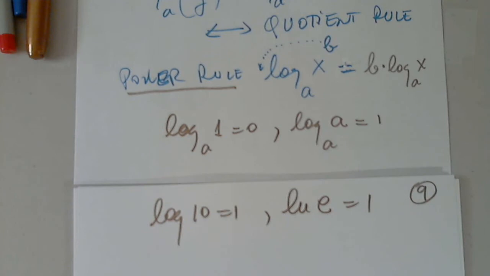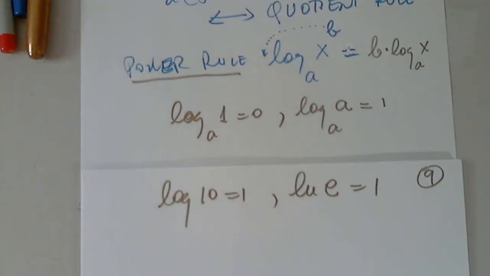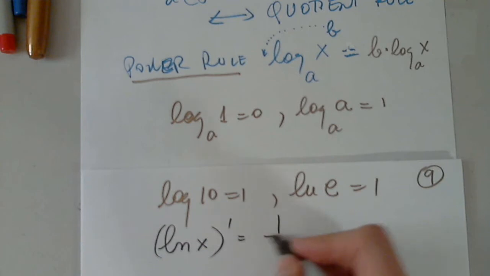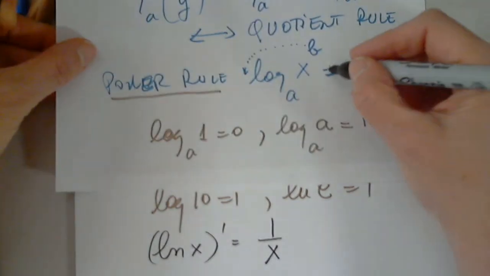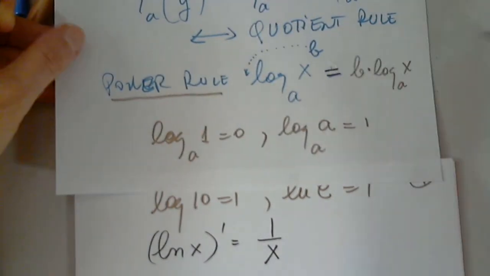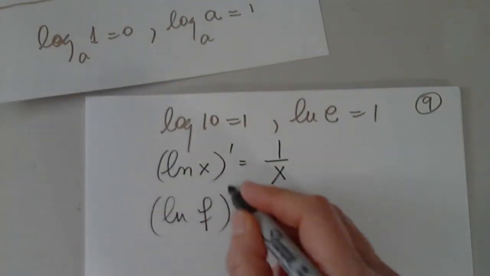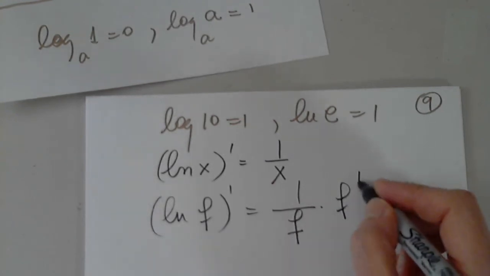Okay. Finally, we get to the derivative of this function. So when we differentiate natural log x, we get 1 over x. Yes, of course, if I have natural log of a function, the derivative would be 1 over the function times the function prime.